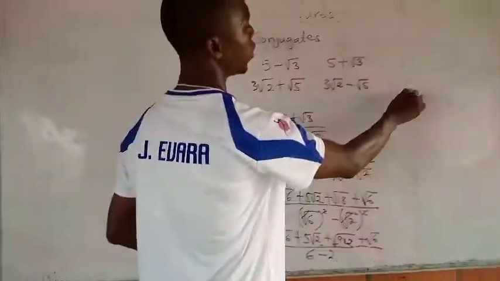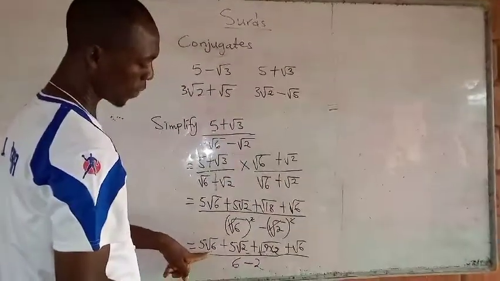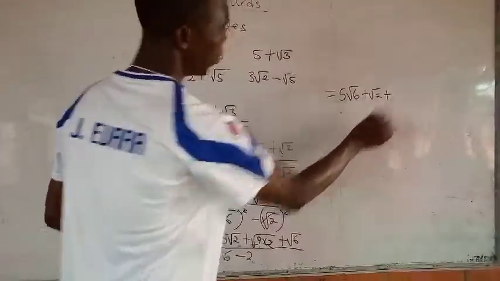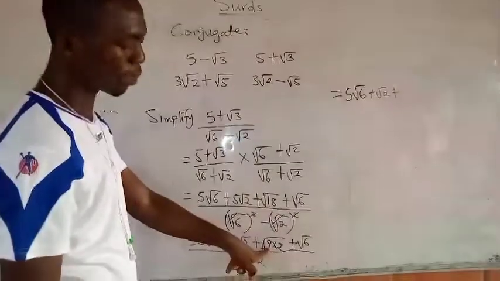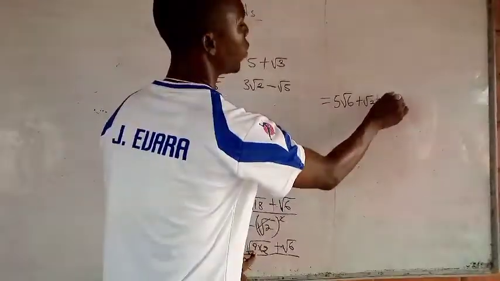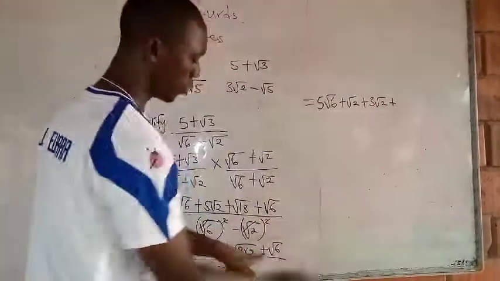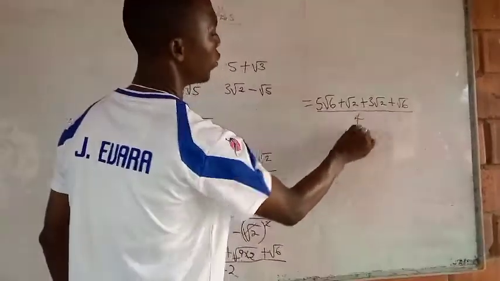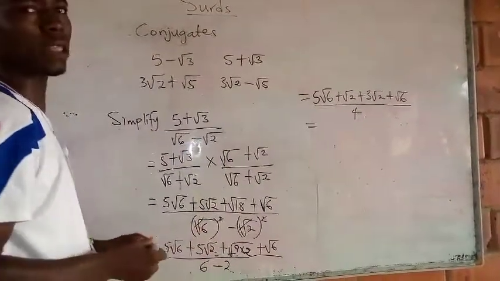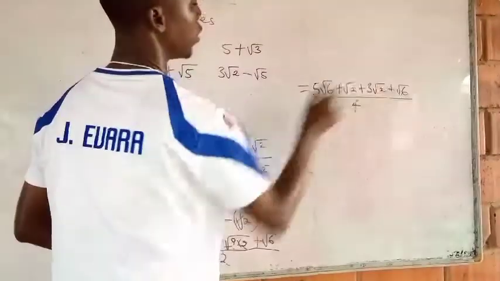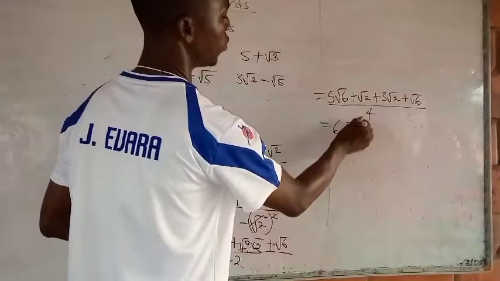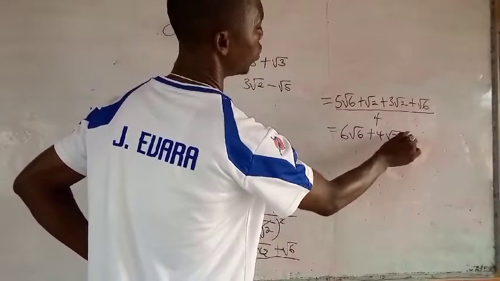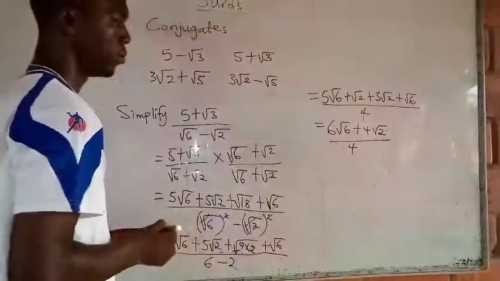Now let's simplify further. 5 root 6 plus root 2. This is square root of 9 is 3. That gives us 3 root 2 plus this is root 6 over 6 minus 2 is 4. So if you collect like terms and add up, 5 root 6 plus 1 root 6 will give us 6 root 6. This is 1 root 2 plus 3 root 2. That is 4 root 2 over 4.